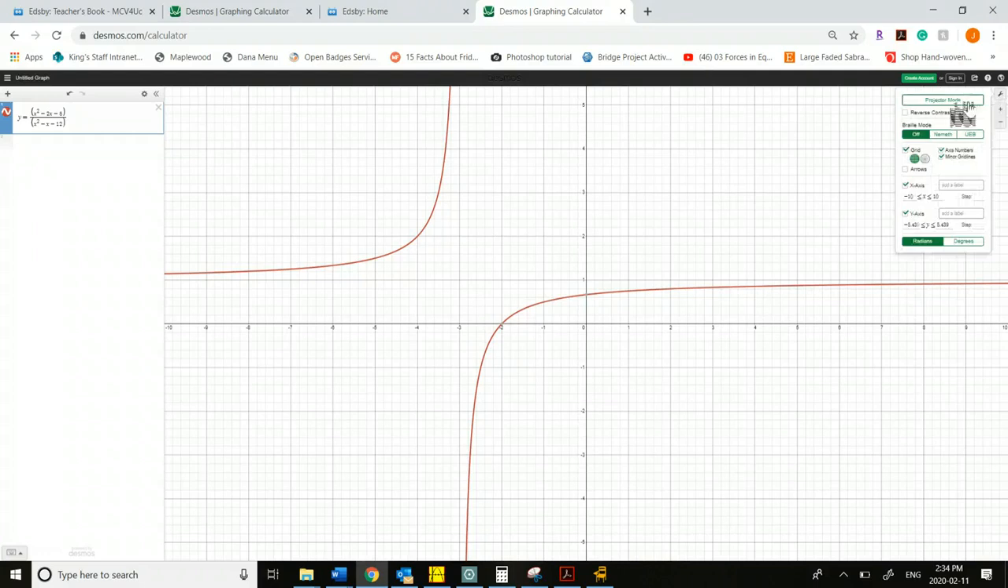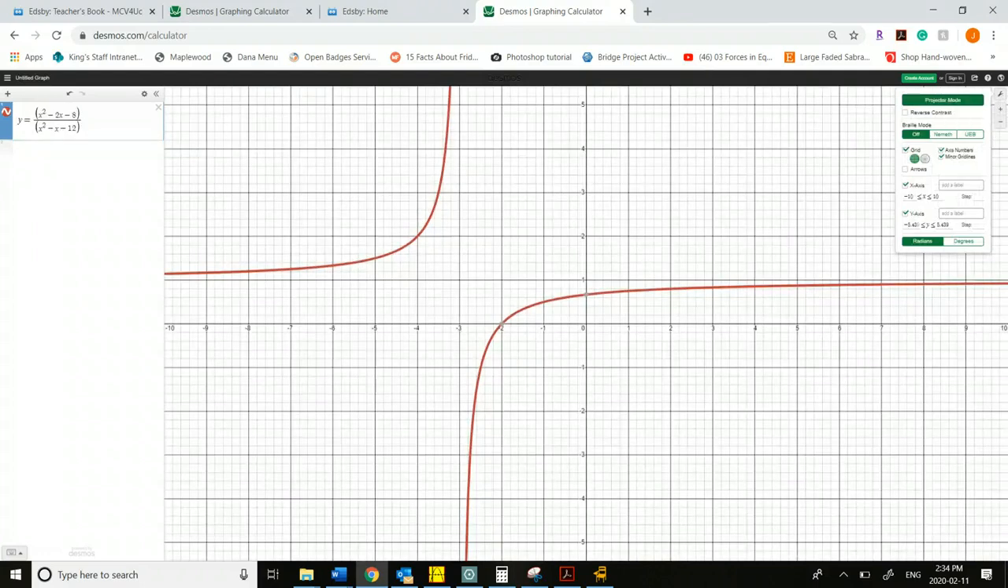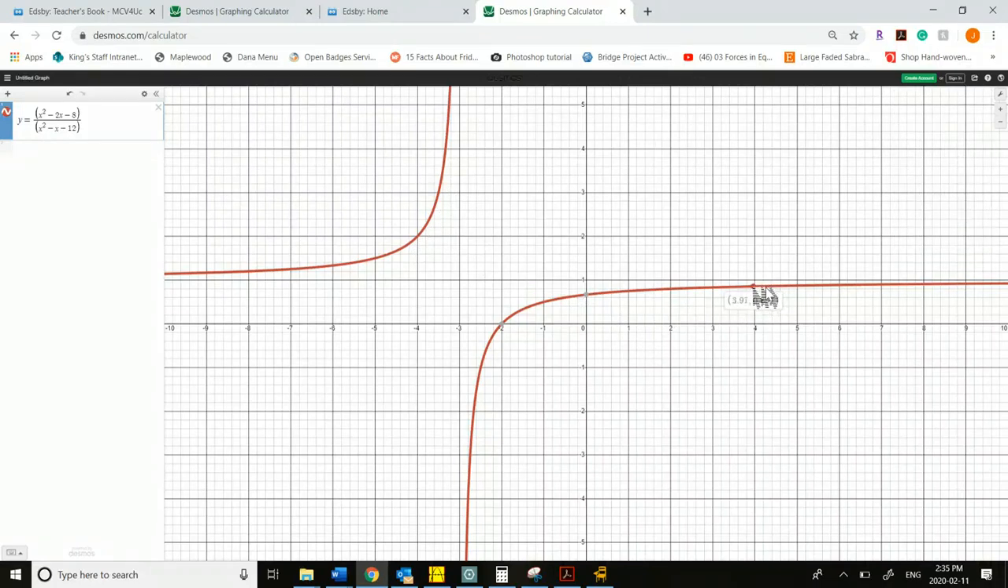Remind me again, what were our restrictions? Okay, did you guys see what's going on at -3 here? What is this? It's a vertical asymptote. Now watch what happens. What's the other restriction? +4? Is that right? Watch what happens if I hover over +4 here. What do you guys see? What does it say? Undefined.